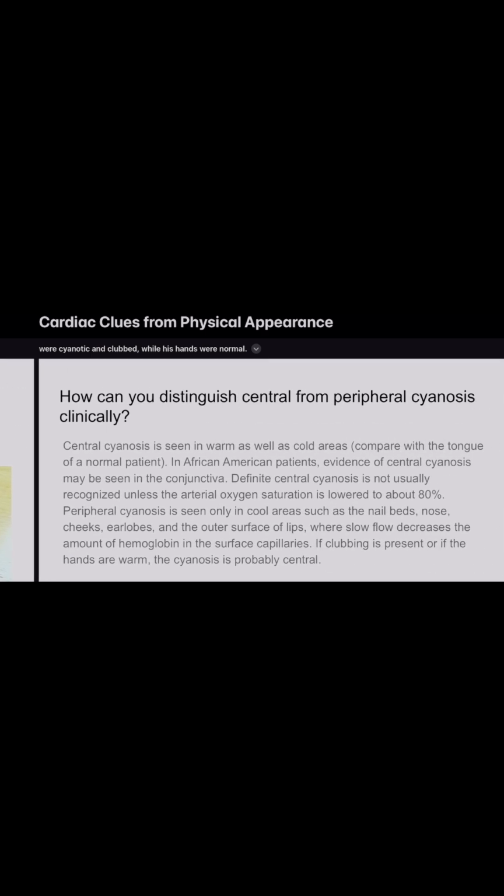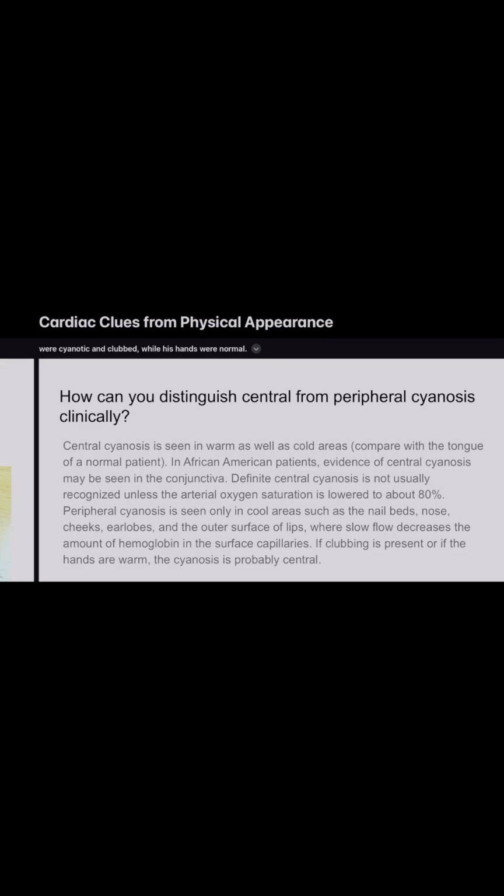How can you distinguish central from peripheral cyanosis clinically? So central cyanosis is seen in warm as well as cold areas. We have to compare with the normal patient. In African American patients, evidence of central cyanosis may be seen in the conjunctiva also. In definitive central cyanosis, it is not usually recognized unless the arterial oxygen saturation is below 80%.